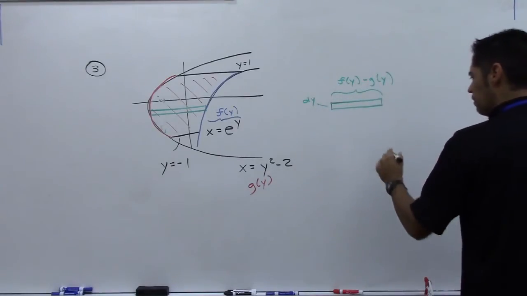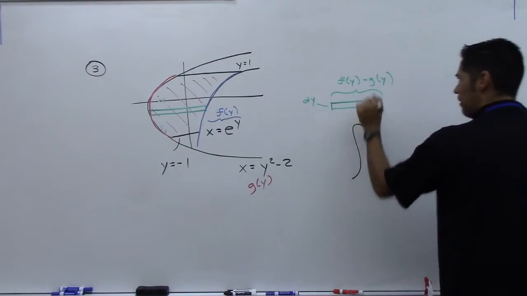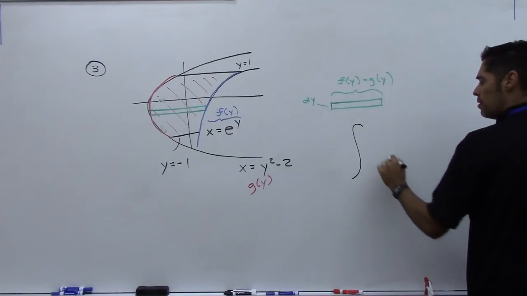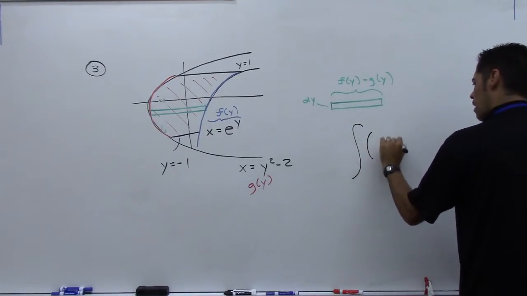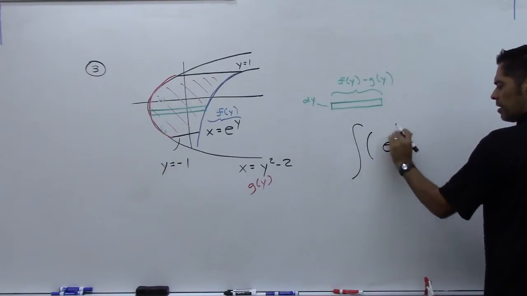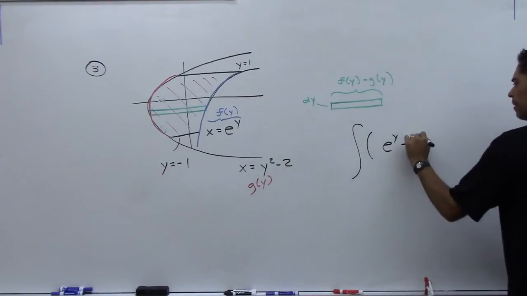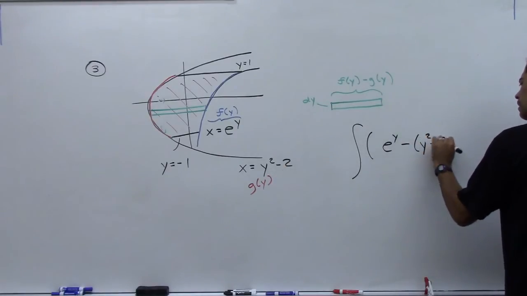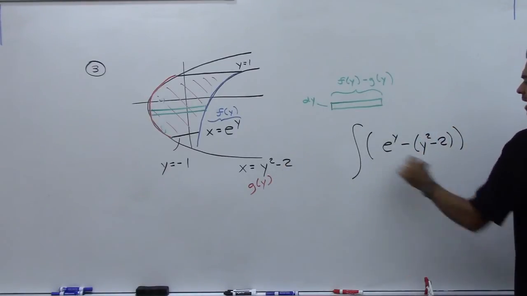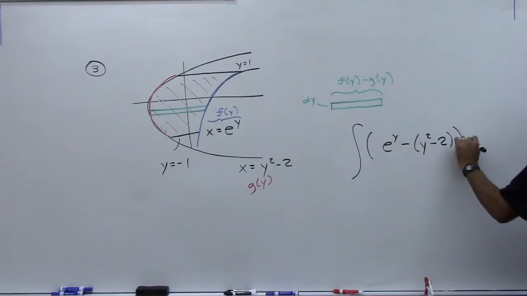And so our integral is going to have f of y minus g of y. So f of y is e to the y. Since there's only one term, I'm not going to put in parentheses. Minus g of y, but that's two terms, so I am going to put that in parentheses. Okay, so that's f of y minus g of y, and then dy.